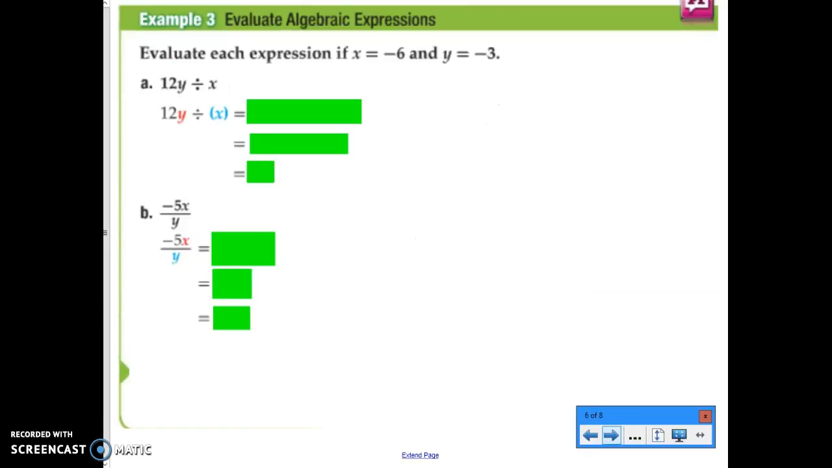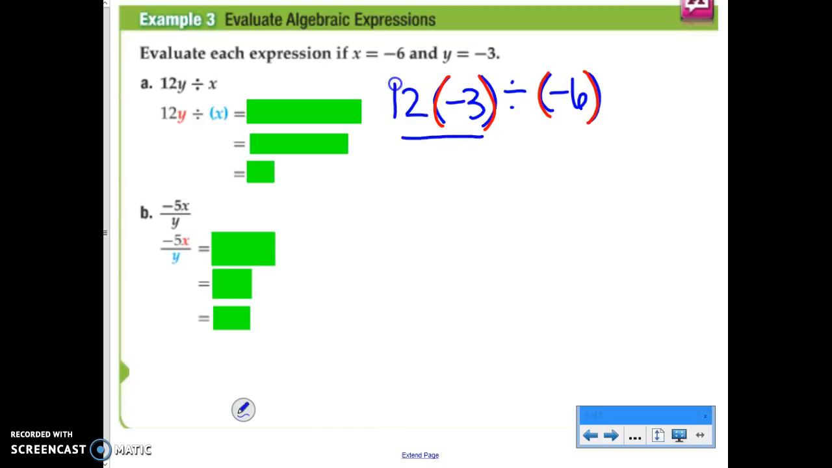Next, we're going to evaluate each expression by just substituting in the values for those variables. So I have 12 times y, which is negative 3, divided by x, which is negative 6. Once again, guys, notice that I am isolating any of my negative integers in parentheses. You need to make sure that you're getting in the habit of doing that. And then following the order of operations, I know I need to take 12 times negative 3 first. A positive times a negative is going to give me a negative, and 12 times 3 is 36.